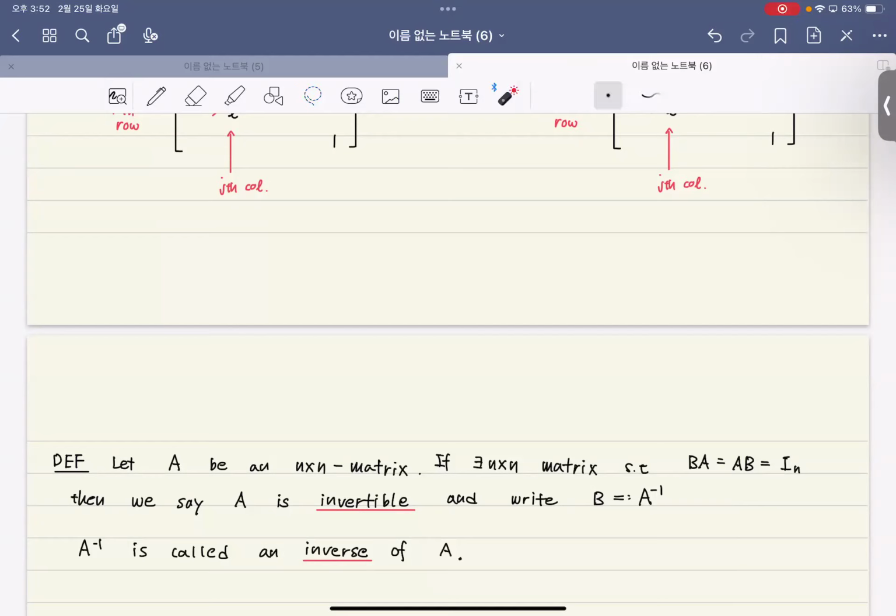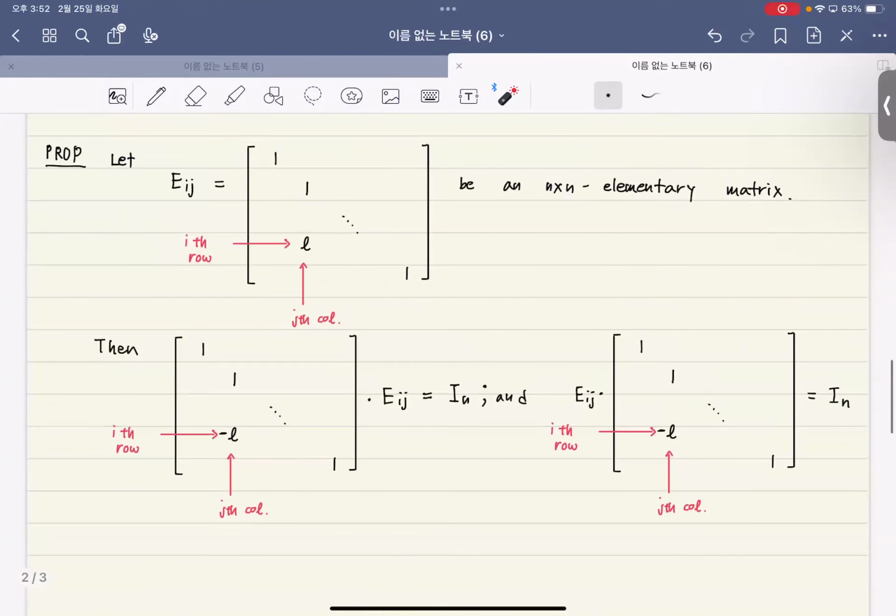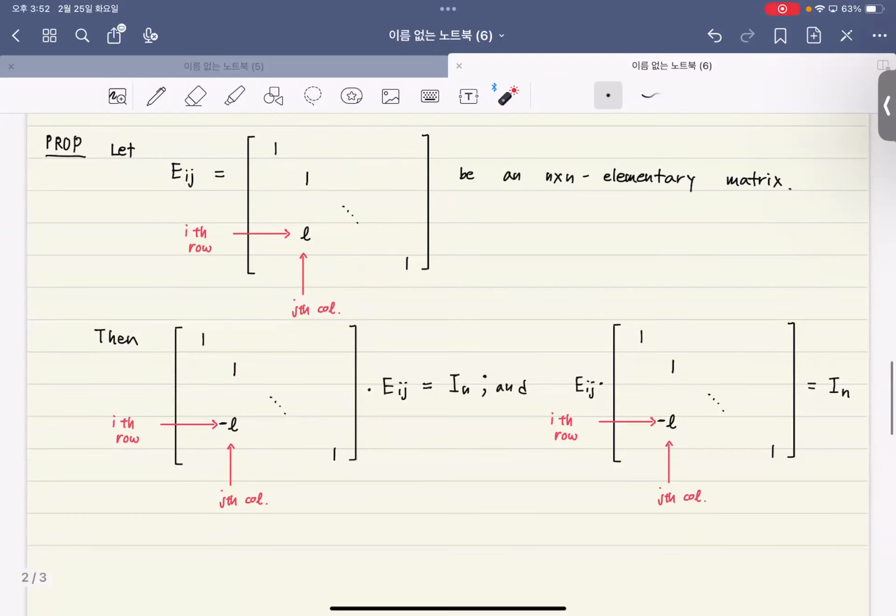Now, using this terminology, I am safe to say this matrix is the inverse of that matrix, and vice versa. These two matrices are inverse matrices. So in other words, for any given elementary matrix, taking its inverse matrix is very easy. Just take the opposite sign. That's it.